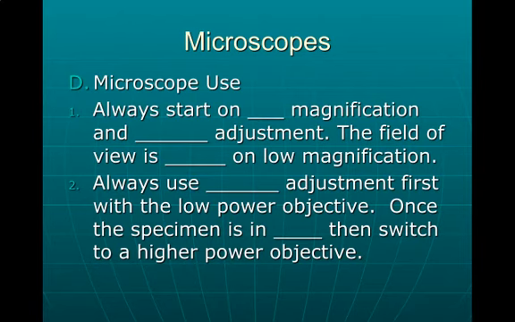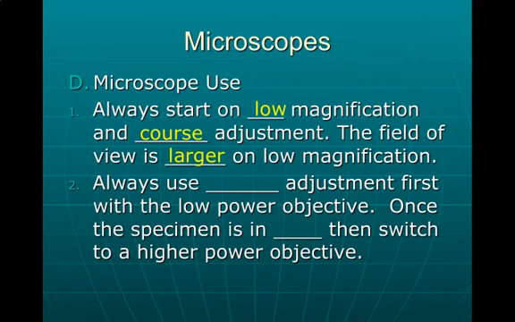Okay, first, you always start on low magnification. So if there's an objective with a 10x or a 4x, you're going to start with that one first. You can use the coarse adjustment knob now. Remember, that's the one that moves the stage up and down very quickly.